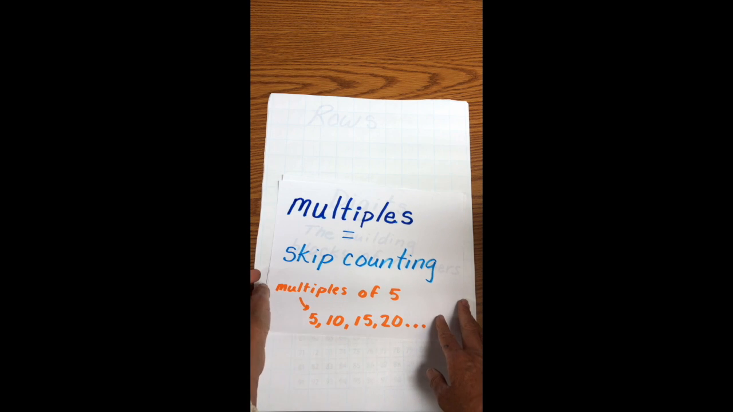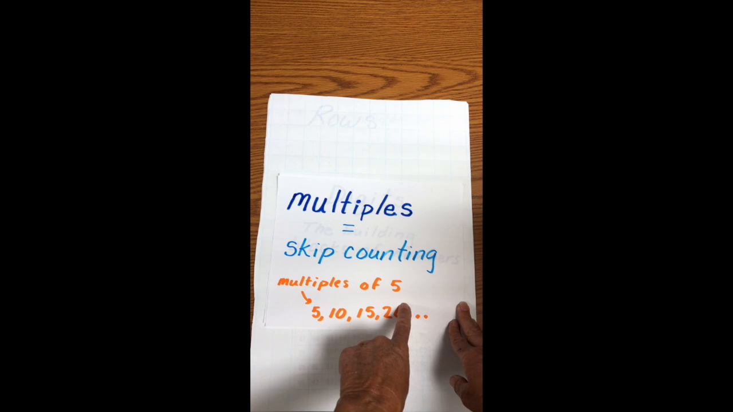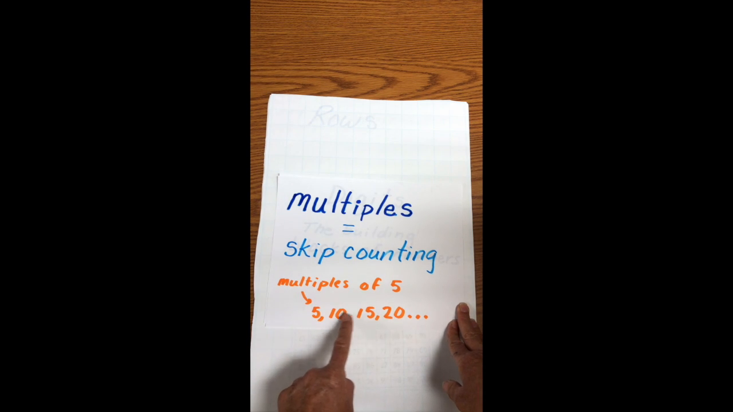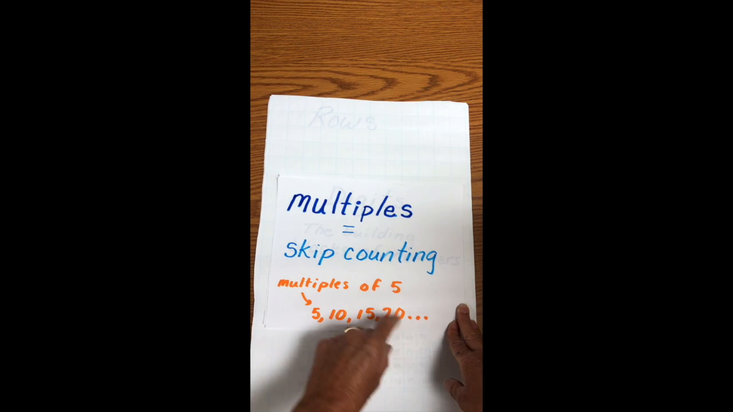Multiples is just a fancy word for skip counting. If you want to find your multiples of 5, the multiples of 5 would be 5, 10, 15, 20. Okay, so it's just another word for skip counting.